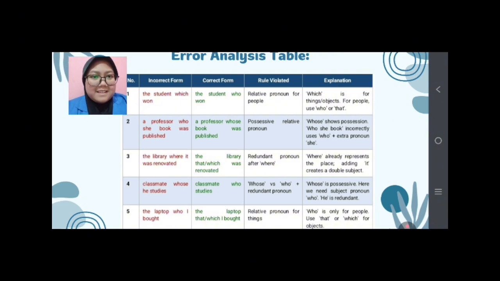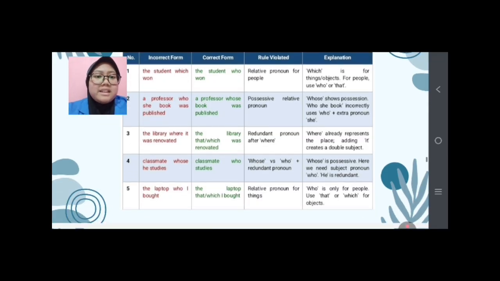A professor whose book was published. Possessive relative pronoun: whose shows possession. She book incorrectly uses who plus the extra pronoun she. The library where it was renovated, corrected to the library that was renovated. Redundant pronoun after where. Where already represents the place. Adding it created a double subject.